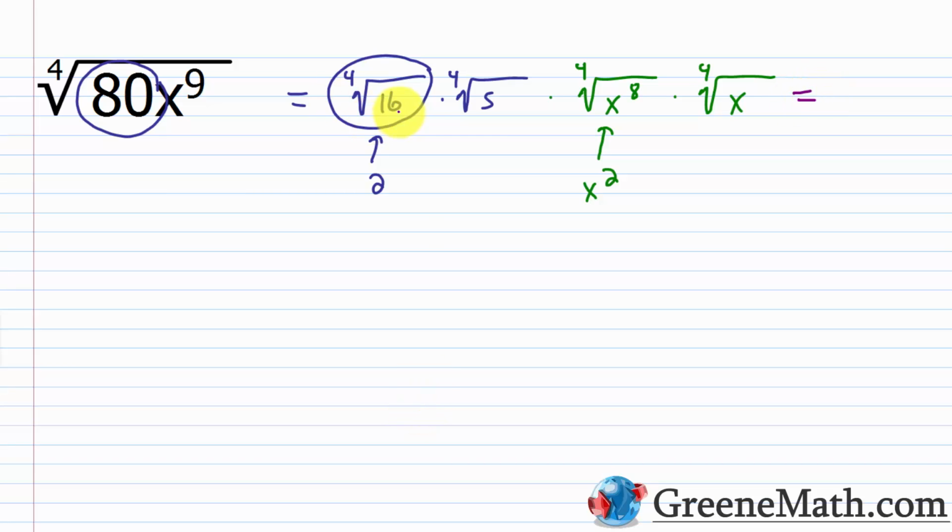All right, so now let's go ahead and write this. We know the fourth root of 16 is 2, so we'll put 2. We know the fourth root of x to the 8th power is x squared, so we'll put that. And then times the fourth root of, what do we have left? We have a 5 and then times an x. So times the fourth root of 5x. So our answer here is 2x squared times the fourth root of 5x.